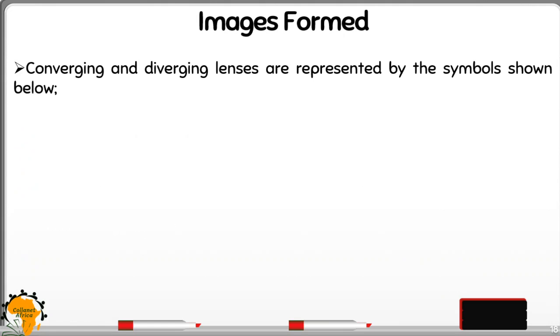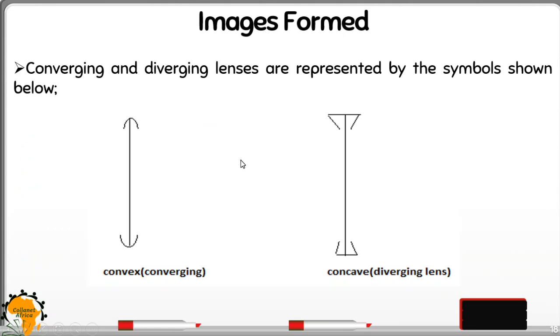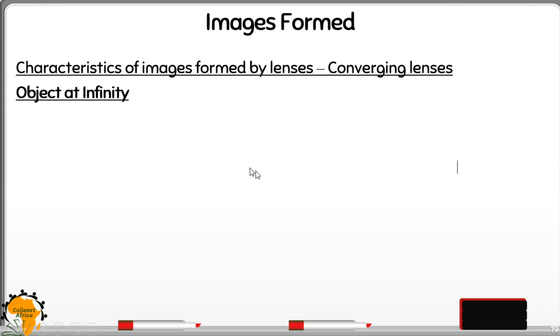Then we continue with the symbols that we are going to use for the converging and the diverging lenses. These are the symbols. The first one is for the convex and the second one is for the concave. So when we are drawing the ray diagrams, we are going to use these symbols so that we are able to locate our image. Then we continue with the characteristics of images formed by lenses, and in this case we start with converging lenses.